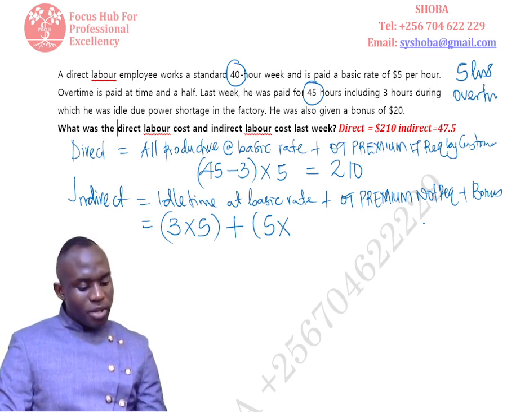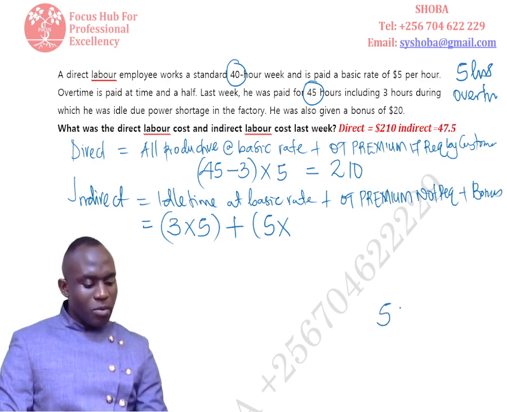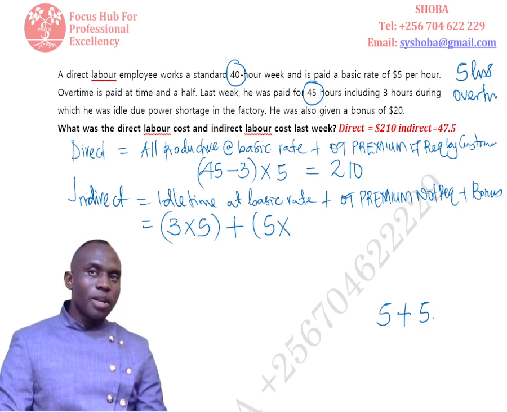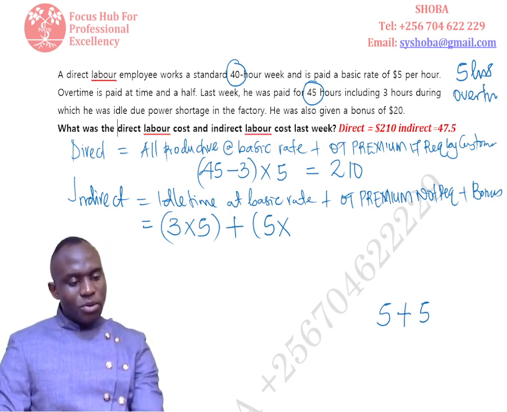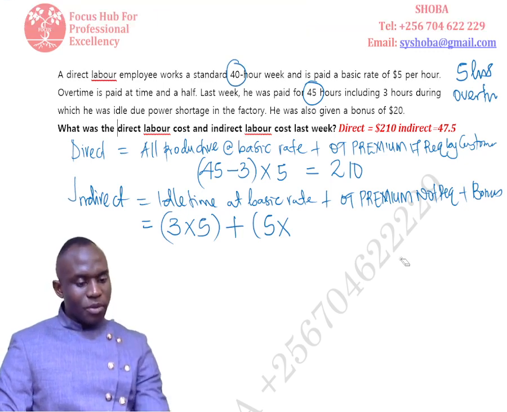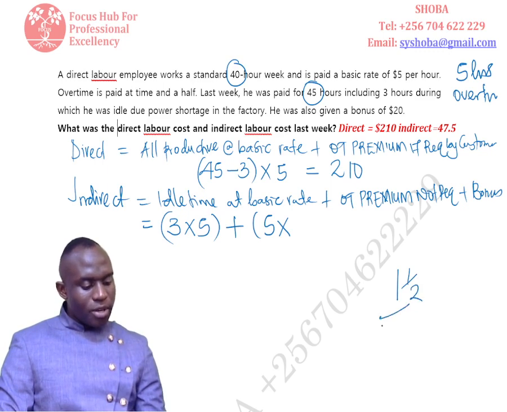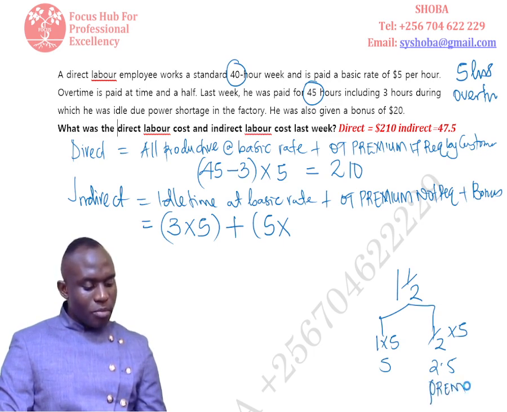You see normal payment is at $5, but if someone works overtime, it is paid at a time and a half. So let me explain this. What is a time and a half? I say the time and a half is divided into 2. We have 1 and a half. So everything times basic rate of 5, we get 5 and we get 2.5. So 2.5 is the increment, or what we call the premium.